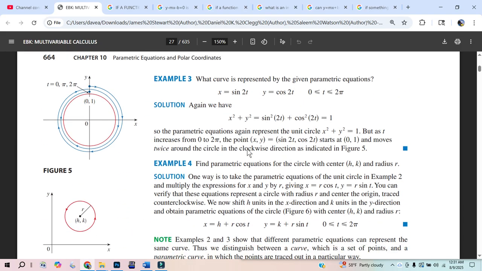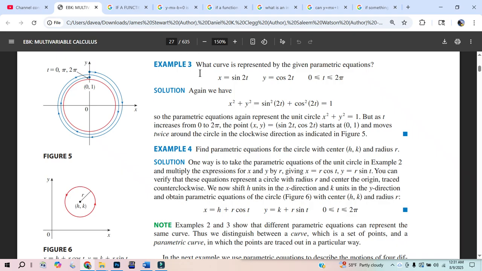We could do this next circle one, just because we did horribly on that first one. So what curve is represented by the parametric equation?